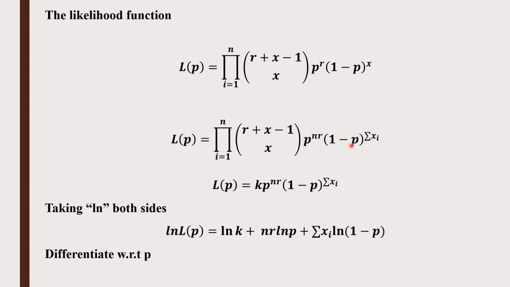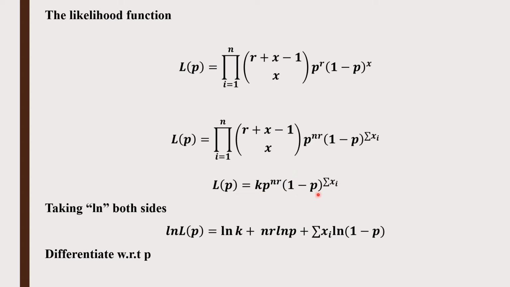1 minus p raised to the power summation xi is derived from this x because we have 1 minus p power a variable. So all the variable products will be converted into summation xi. We say this pi r plus x minus 1 combination x as a constant k here. Rest of two terms are as it is.